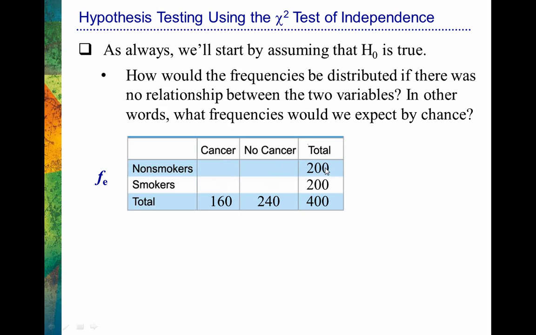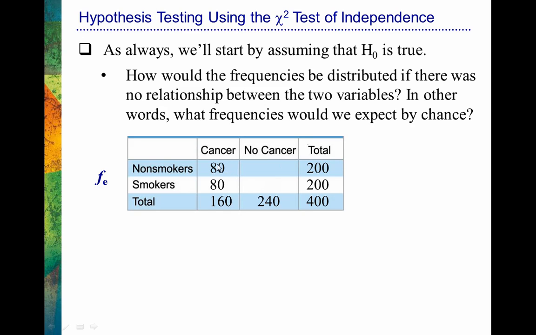There are equal numbers of non-smokers and smokers, 200 of each. And we know that 160 people in this study have cancer. If there's no relationship between smoking and cancer, and there are equal numbers of smokers and non-smokers, wouldn't we expect these 160 people who have cancer to be distributed evenly among the smokers and the non-smokers? Well, if they are, 160 people divided evenly between these two groups would be 80 and 80. So we can stick in those numbers.